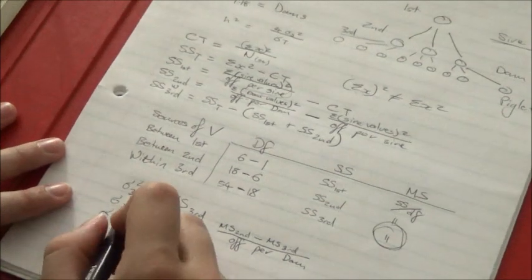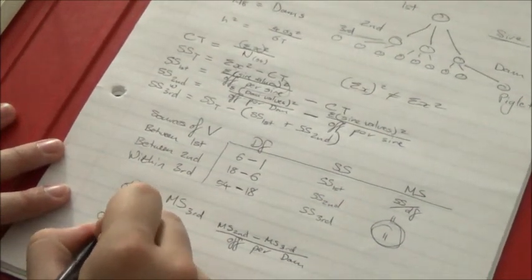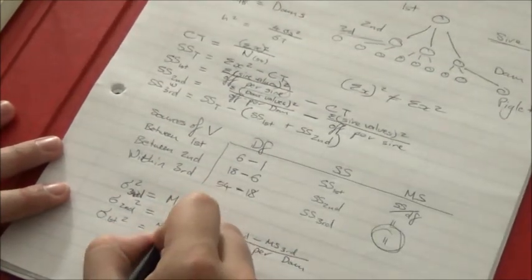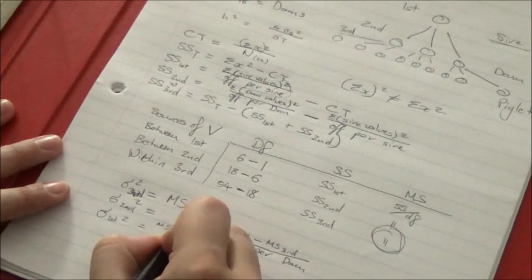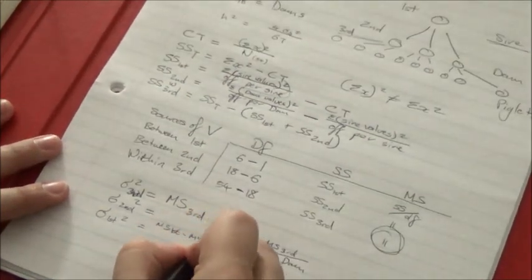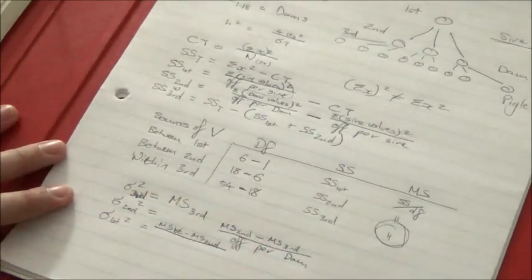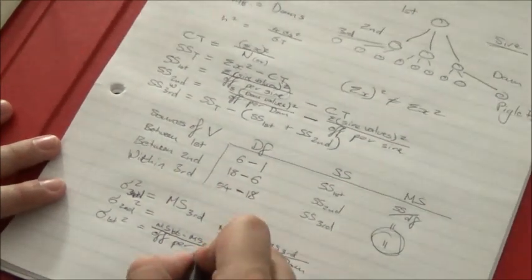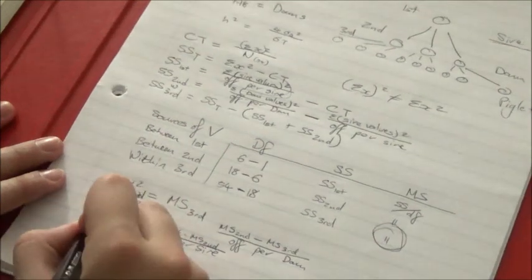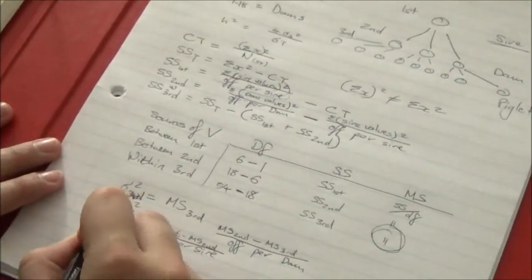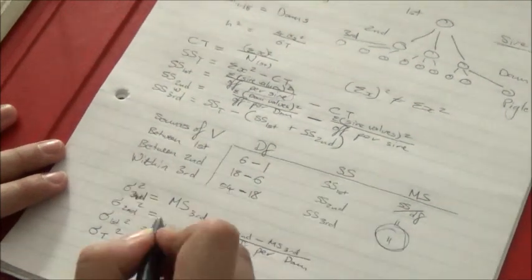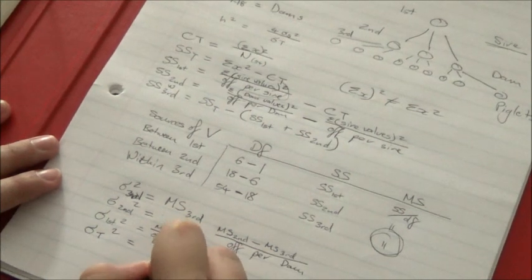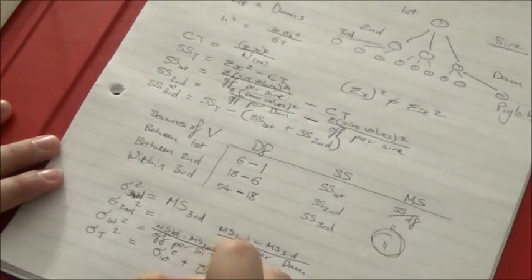And then we do a similar thing for the first tier, which is the mean square of the first tier minus the mean square of the second tier, over the number of offspring per first tier individual, which is our sires. Right? Then we have our total value, which is all of the above just added up. So first, second, third.